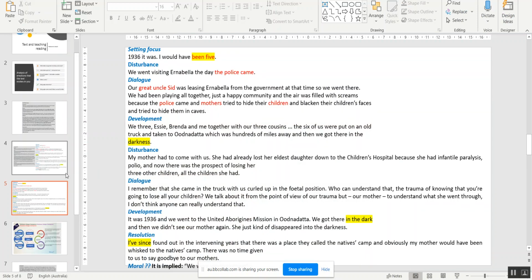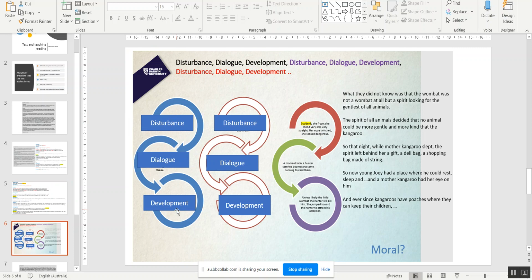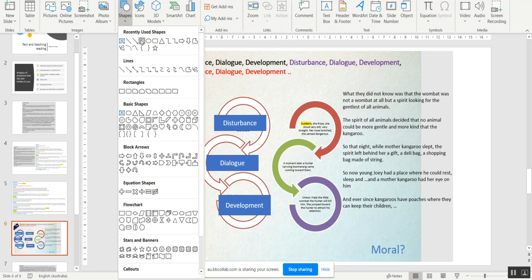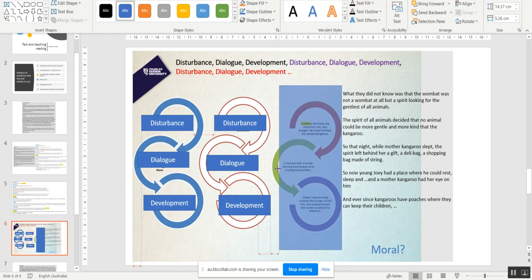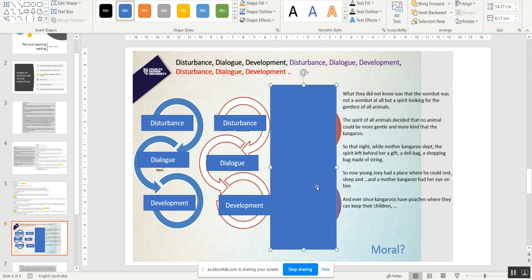And here, it's very interesting what happened in this narration of this child of a stolen generation. A similar thing happened, but he only repeated the sequence twice, which is the setting of focus happened. So the third one didn't happen, right? It's only two. Disturbance happened, then dialogue, then development. And I found it very interesting, because the way the person generates this narrative, it has this repeated sequence, disturbance, dialogue, development, disturbance. But what the second repetition does, it elaborates on the first one.